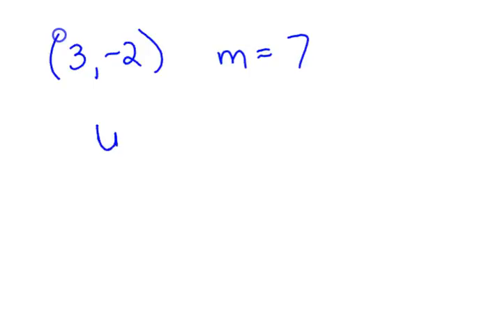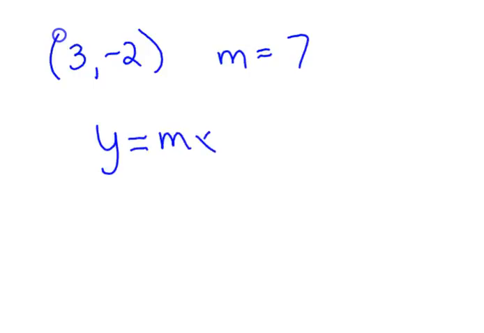In this lesson, we're going to talk about how to write the equation of a line when we're given an ordered pair, say (3, -2), and the slope of our line. Let's say our slope is 7. There's two ways to do this. The first one we're going to start with is using slope-intercept form.